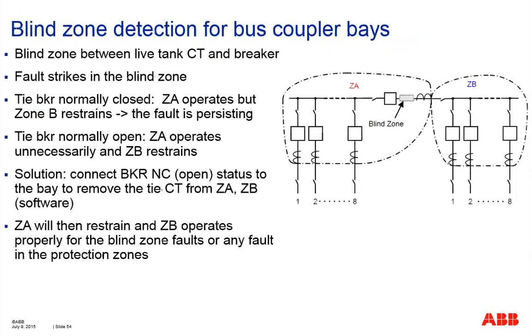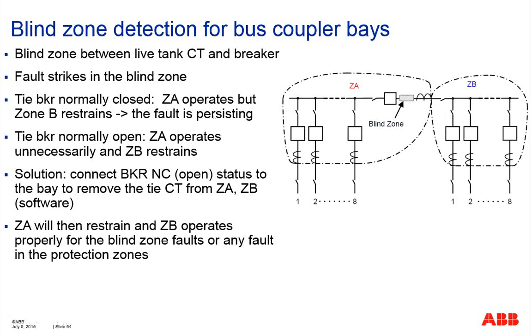Okay, what is blind zone? We introduced it a little bit earlier. The blind zone is between the right tank CT and the breaker. So, for example, a fault here is in the blind zone. The reason is, for the breaker that's normally closed, zone A will operate, like introduced before, which is good. However, zone A operating doesn't mean it cleared the fault. The fault is persisting, because zone B will restrain based on the polarity of connection of the CT.